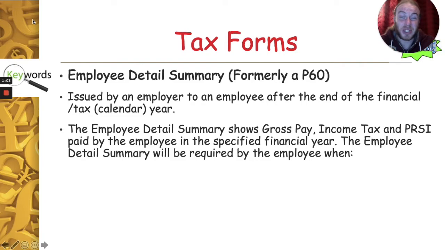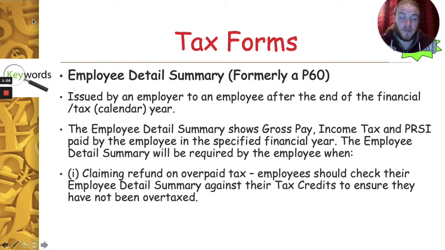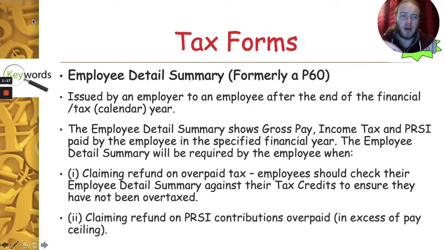The Employee Details Summary is needed by the employee for a few different reasons. One, if they're looking for a refund on overpaid tax, okay? Basically, the employee checks their Employee Details Summary against their tax credits to make sure they haven't been paying too much tax throughout the year. Or if they're looking for a refund on their PRSI contributions, if they've paid too much PRSI as well.